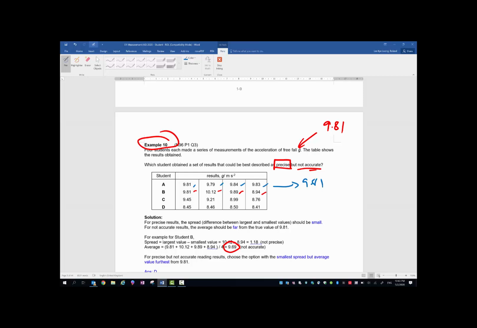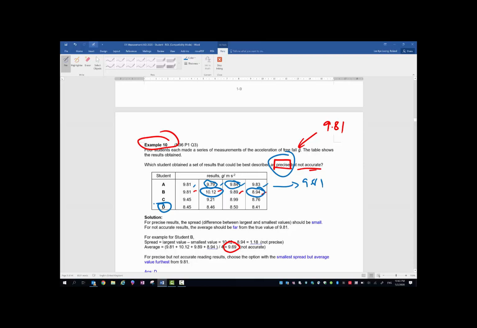So now let's look at precise. Precise is talking about the spread. If we look at A, the spread is small. The difference between the smallest and the largest is only 0.05. If we look at B, the spread is large. The difference between the smallest and the largest is quite large. Oh, this one is 8.494, not 9.94. Okay, so let's jump to it. The answer is D.